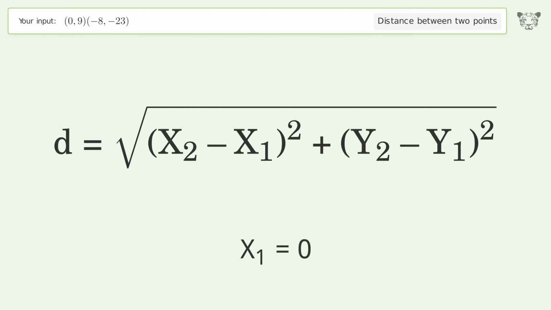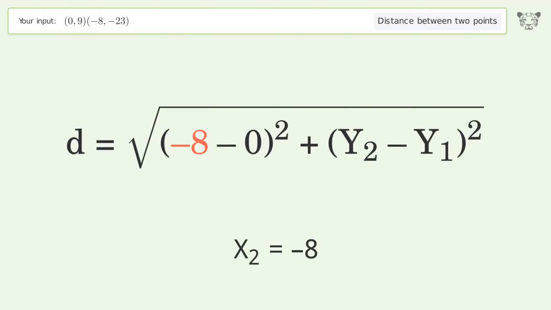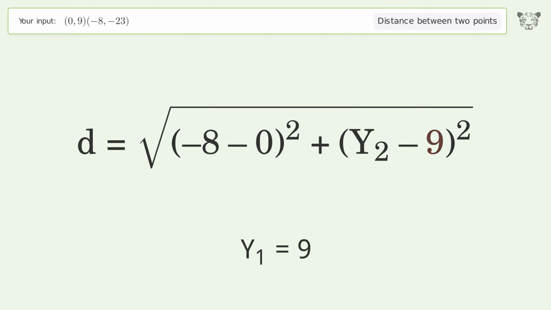x1 equals 0. x2 equals -8. y1 equals 9. y2 equals -23.